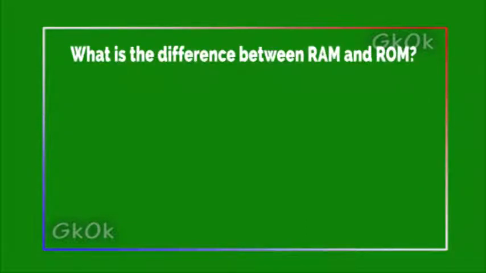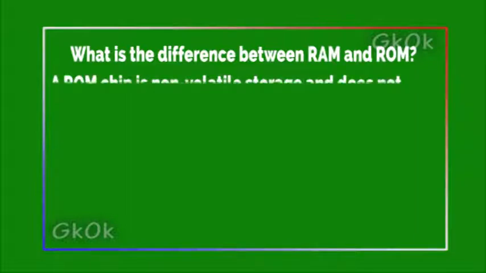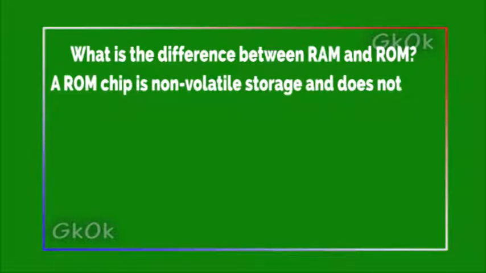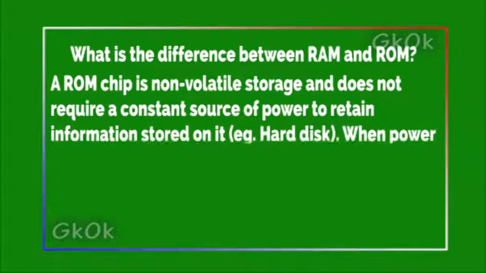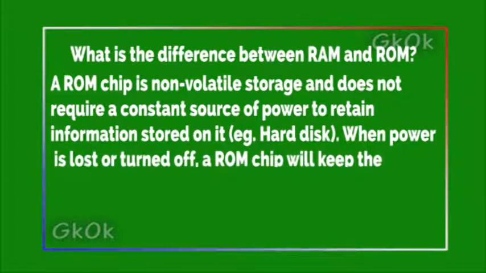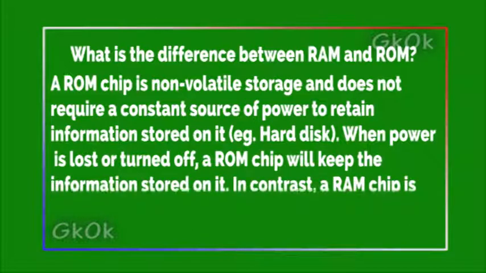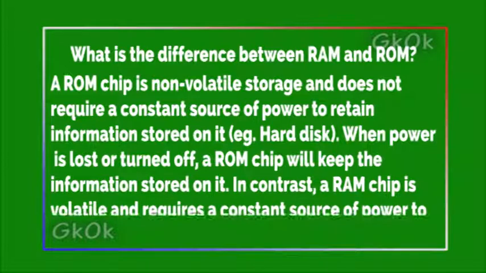What is the difference between RAM and ROM? A ROM chip is non-volatile storage and does not require a constant source of power to retain information stored in it. Example, hard disk. When the power is lost or turned off, a ROM chip will keep the information stored on it. In contrast, a RAM chip is volatile and requires a constant source of power to retain information.